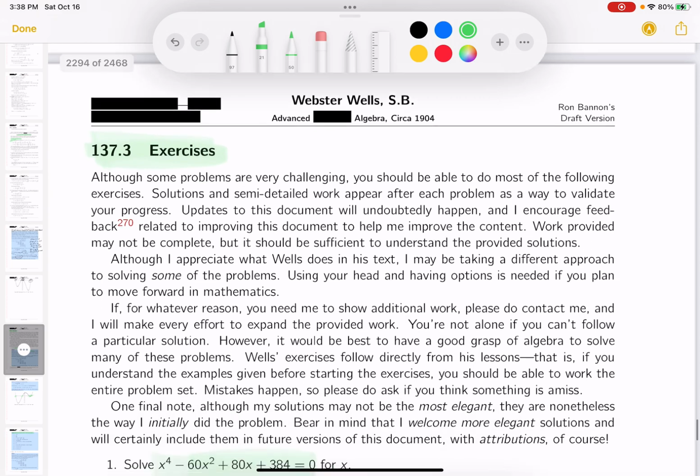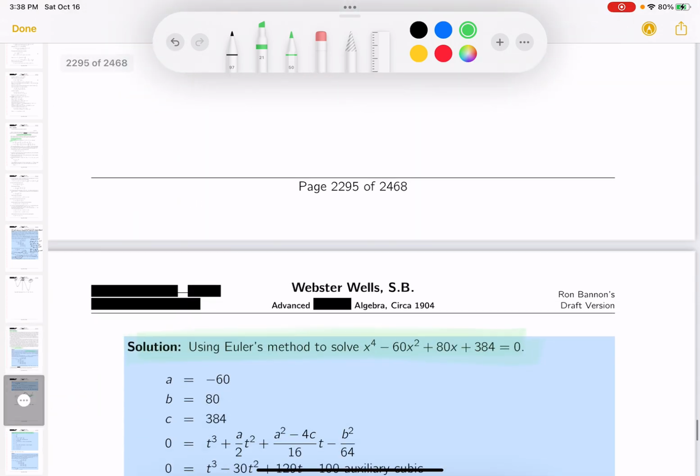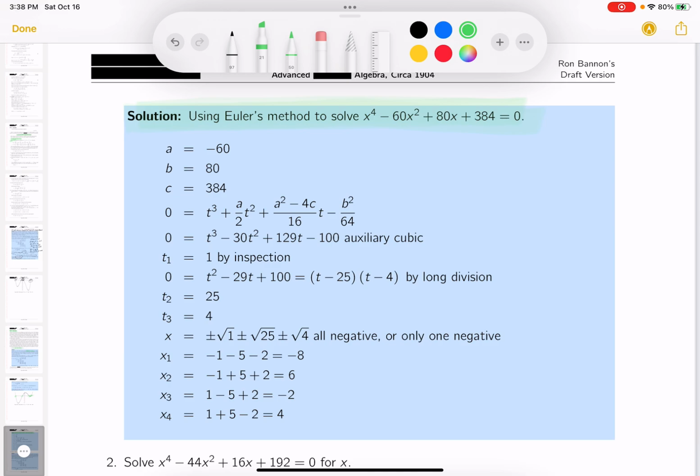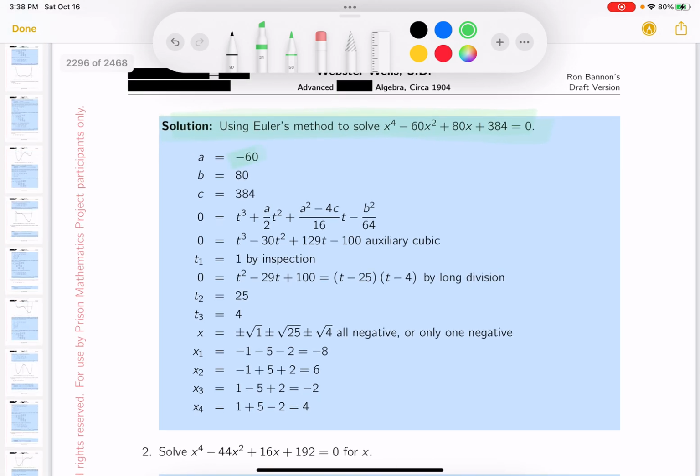But here's what I do. Let me point out what I'm doing over here. So for number one, I actually use Euler's method. I write down what the A is. I write down the B. I write down the C. I write down this equation over here by plugging things in. I simplify it. It's a related cubic equation. By inspection, I get a root to it. Then I do some long divisions. You get the idea. I'm following that method that was described in this section over here.